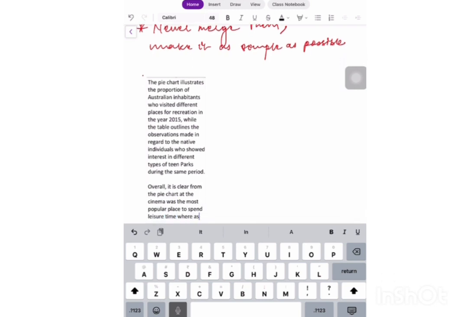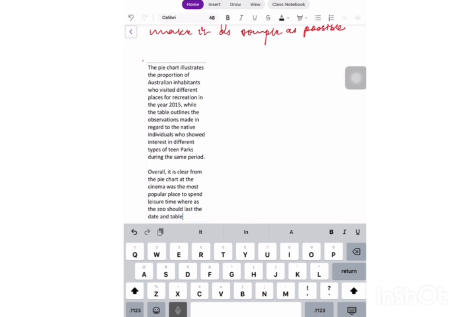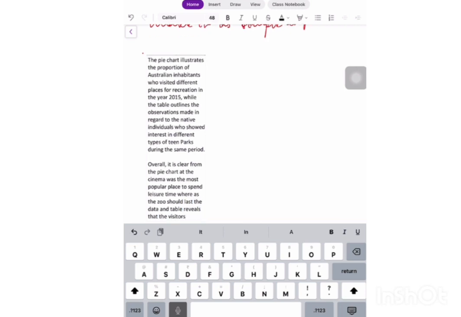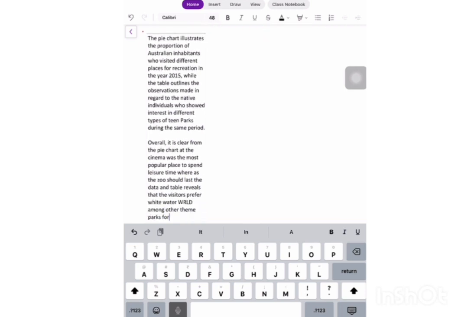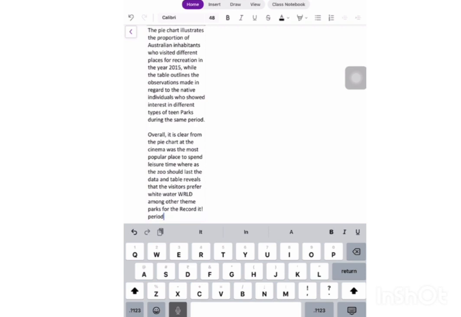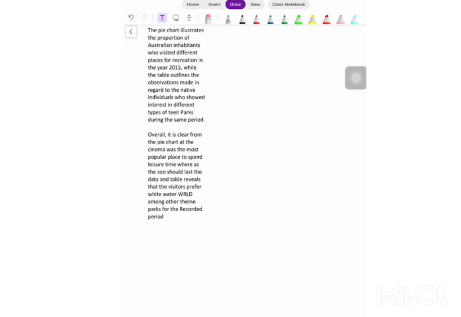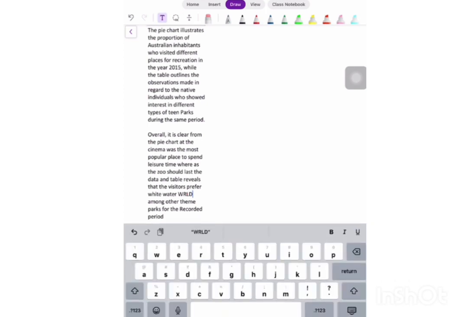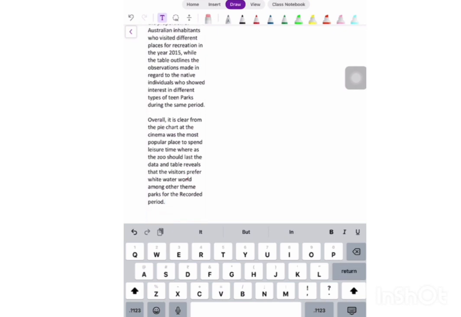Okay, so the pie chart illustrates the proportion of Australian inhabitants who visited different places for recreation. So see how they have paraphrased the question. Illustrates, proportion of Australian inhabitants. So proportion, inhabitants, recreation, these, at least the top three words, can be universally used for any answer. So keep in mind that.